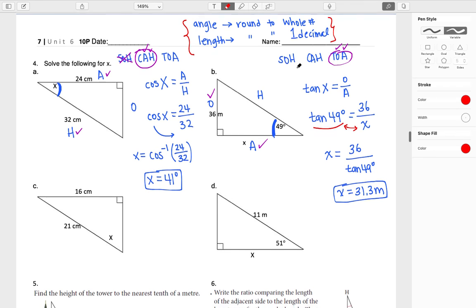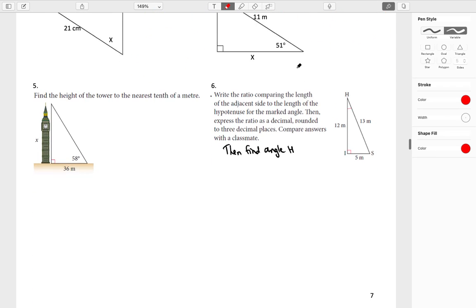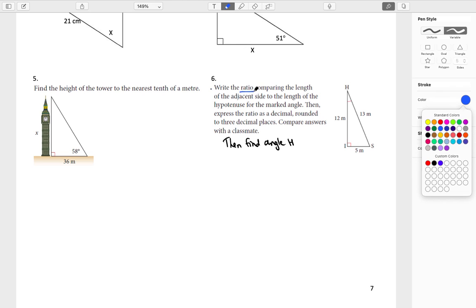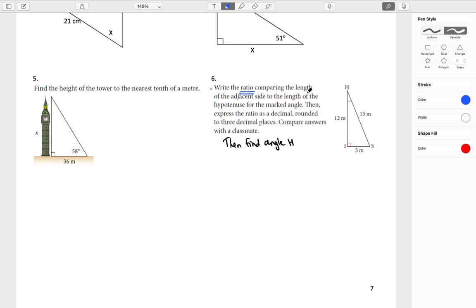Okay, now let's try a word problem. Okay, so number 6. So write the ratio. So we're looking for the ratio comparing the length of the adjacent side to the length of the hypotenuse for the marked angle H. Okay, so it looks like this is my marked angle H. And then express the ratio as a decimal. And then you're going to compare your answers.